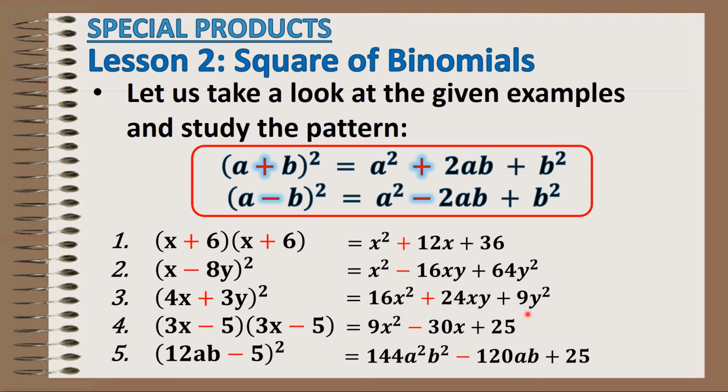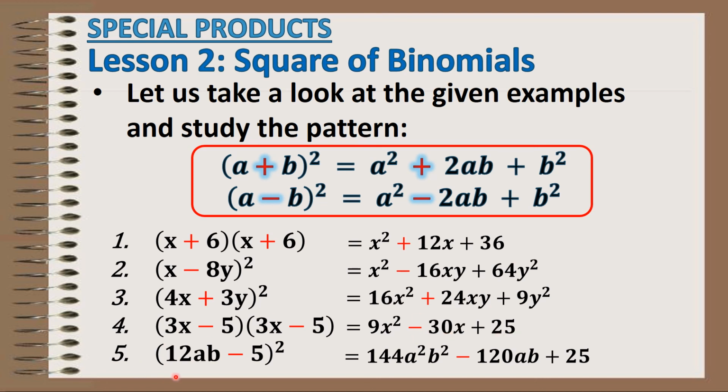And for number 4, we have the quantity of 3x minus 5 times 3x minus 5. Square the first term, that is 9x squared. And then 3x times negative 5, that becomes negative 15x times 2, that is negative 30x. And square the last term, negative 5 squared is positive 25.